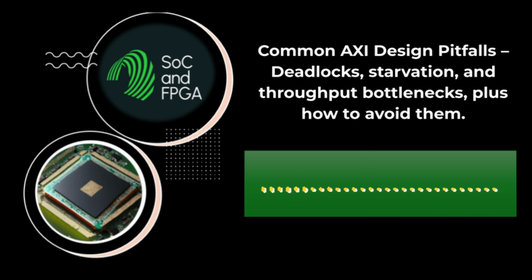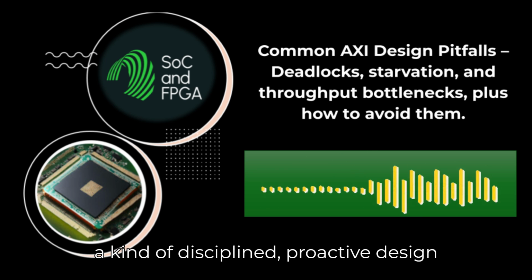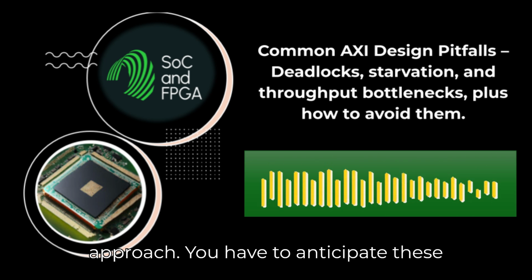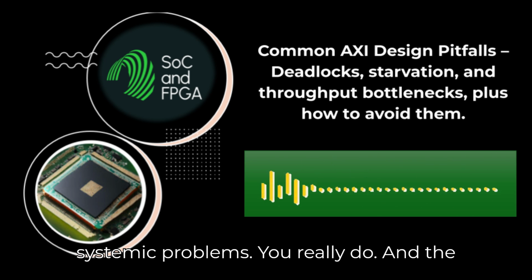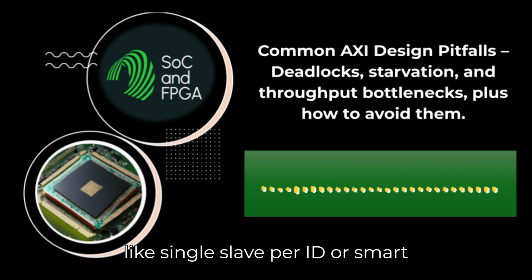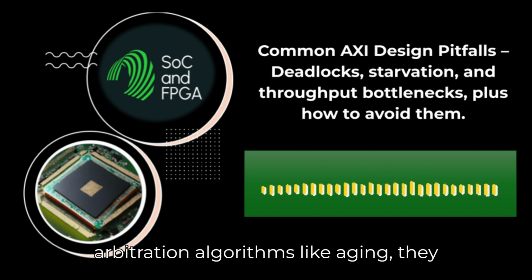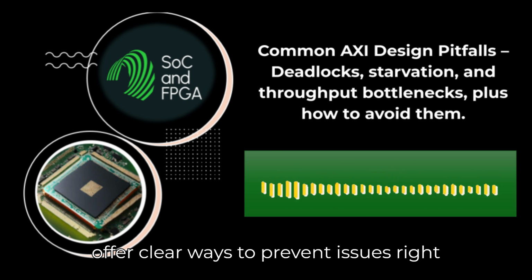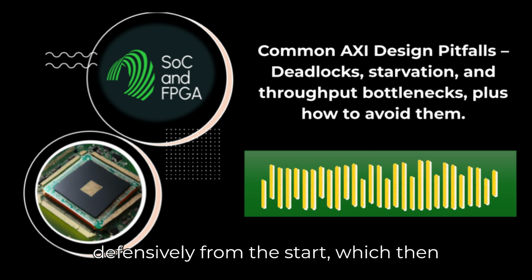It demands more. A kind of disciplined, proactive design approach. You have to anticipate these systemic problems. You really do. And the architectural solutions we talked about, like single slave per ID or smart arbitration algorithms like aging, they offer clear ways to prevent issues right at the design stage. Right. Design it defensively from the start.